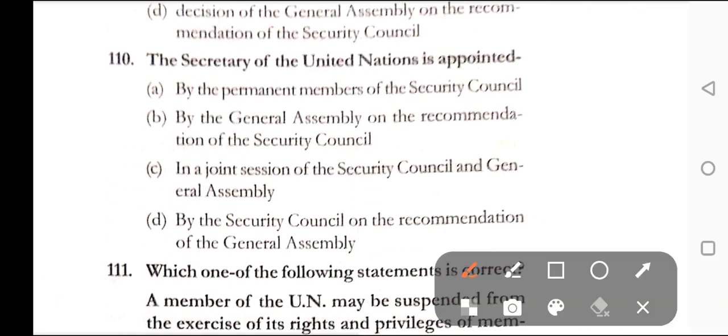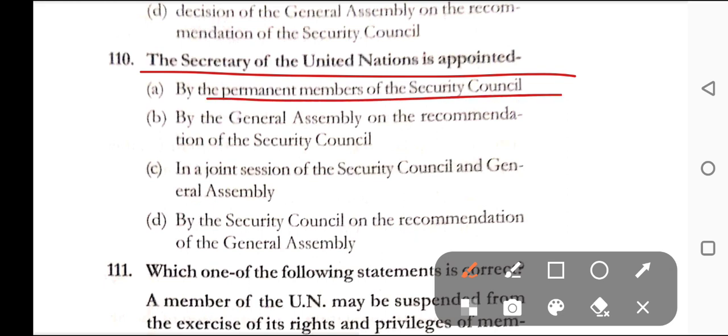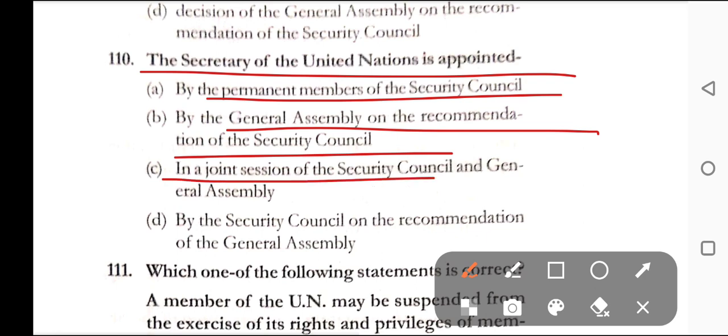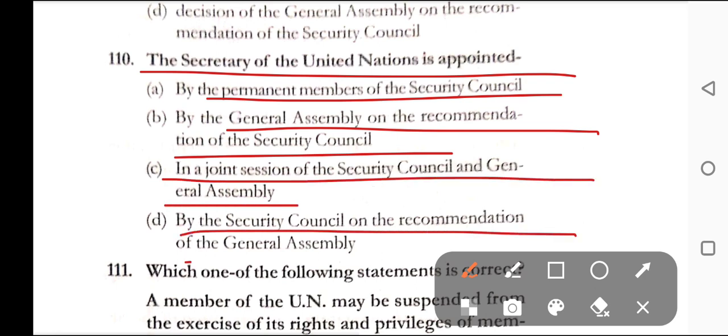Question number 110. The Secretary General of the United Nations is appointed, option A, by the permanent members of the Security Council, B, by the General Assembly on the recommendations of the Security Council, C, in a joint session of the Security Council and General Assembly, and D, by the Security Council on the recommendation of the General Assembly. Correct answer here is option B, that is by the General Assembly on the recommendation of the Security Council.